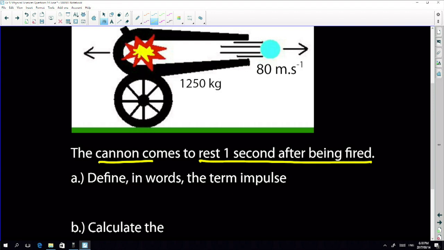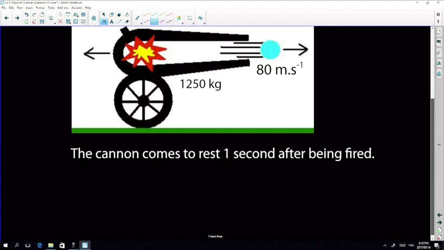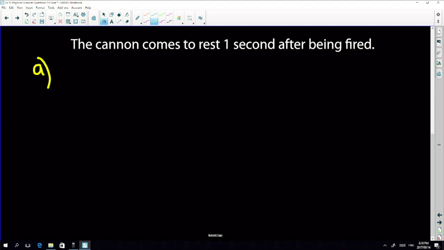So there's 2 sets of motion here, grade 12s. There's the moment when it gets fired and the cannon and the ball separate, and then there's the moment when the cannon moves backwards and then the cannon stops. 2 separate sets of motion. We have to deal with them separately, okay? First thing, define in words the term impulse. Guys, this is really important because here you lose marks on definitions that you really shouldn't, okay?